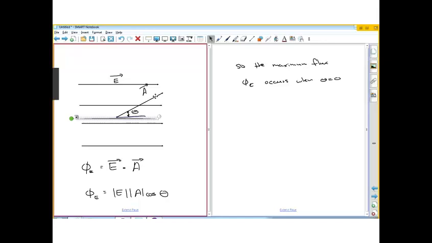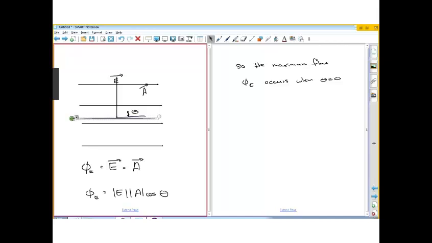In this case, where it's aligned like that, the angle between the electric field lines and the area vector is 90 degrees. The cosine of 90 degrees is 0. So you get the minimum when it's aligned in that direction.